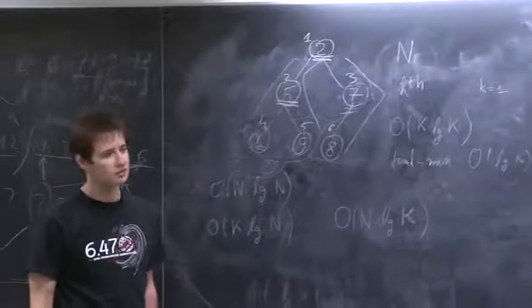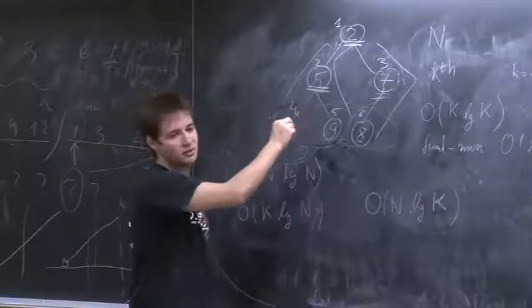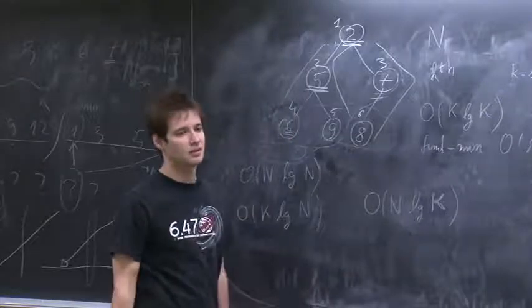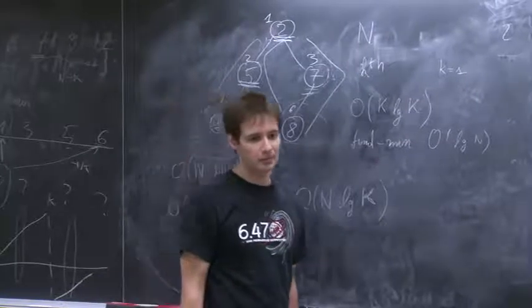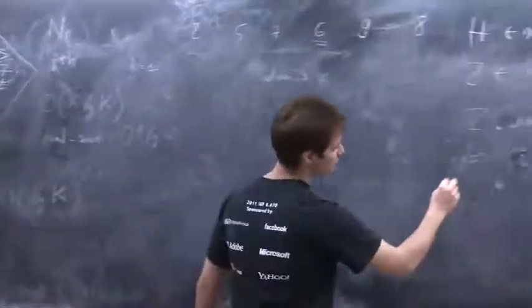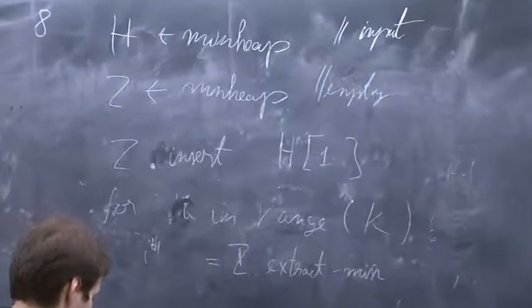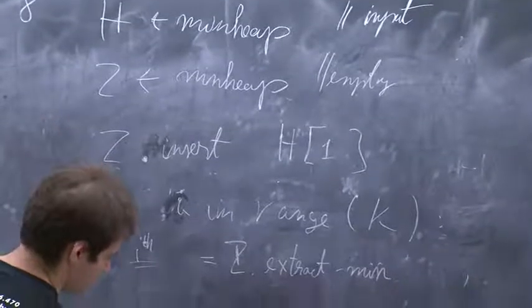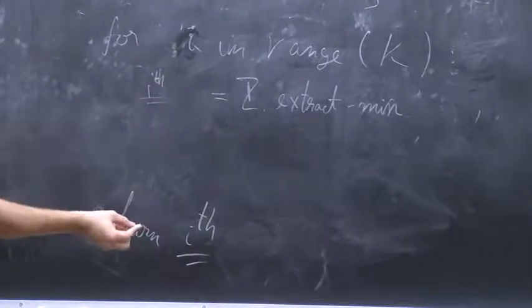Why do we z dot extract min then? Because this will give me the next key in the horizon. You're starting out with just the first one, and then you want to add in the next. So at the end of this whole thing, if I'm extracting them right, I can return this variable here. Because after k iterations, this is going to be the kth element. So I return it and I'm done.